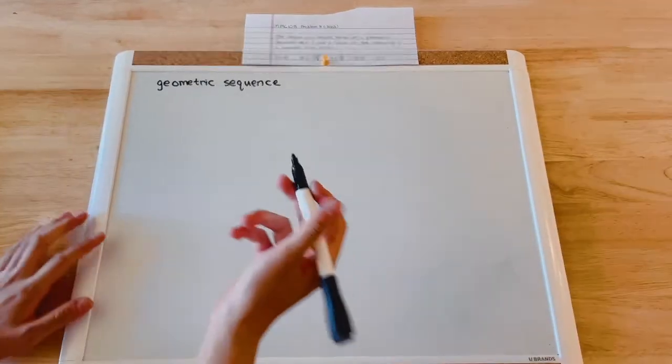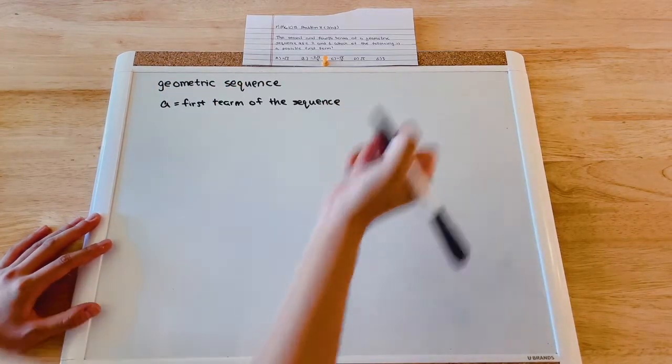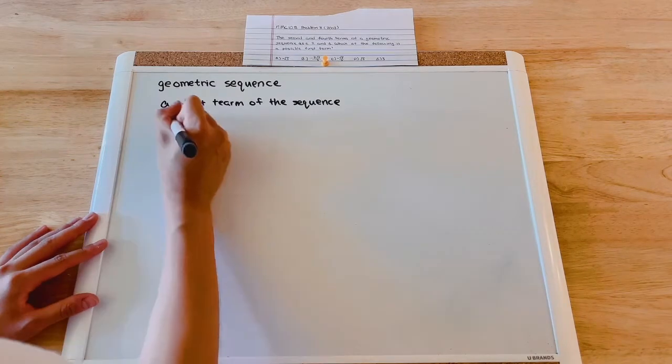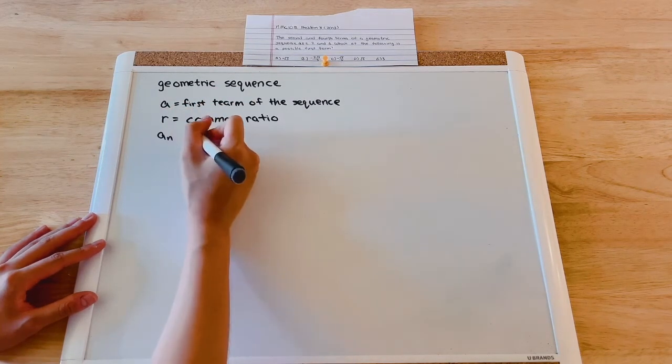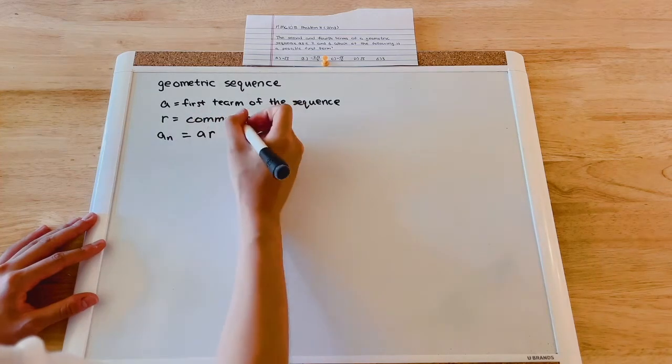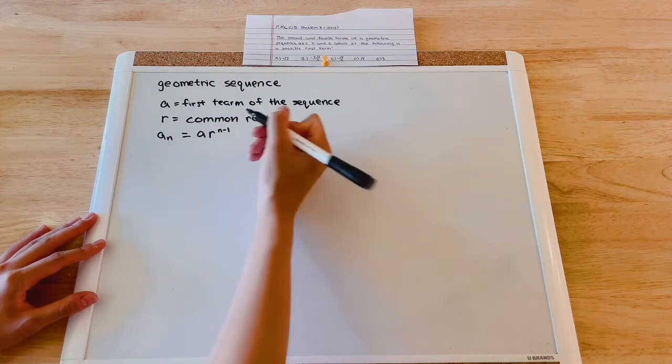Well, in a geometric sequence, let's say A is the first term of the sequence. Then let R equal the common ratio in the sequence. So the nth term of the sequence would equal A times R to the n minus first power.